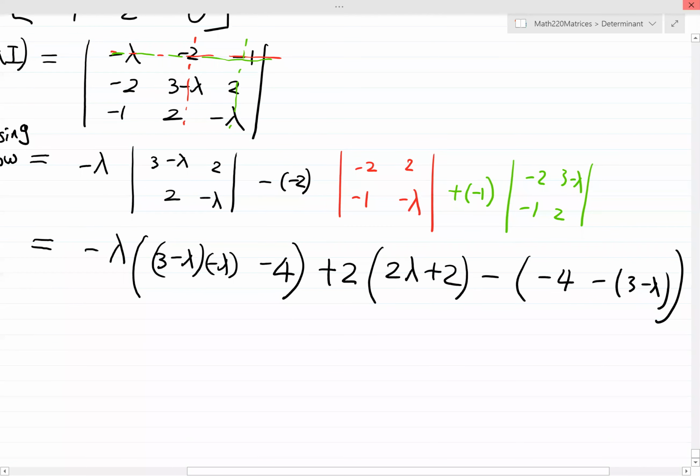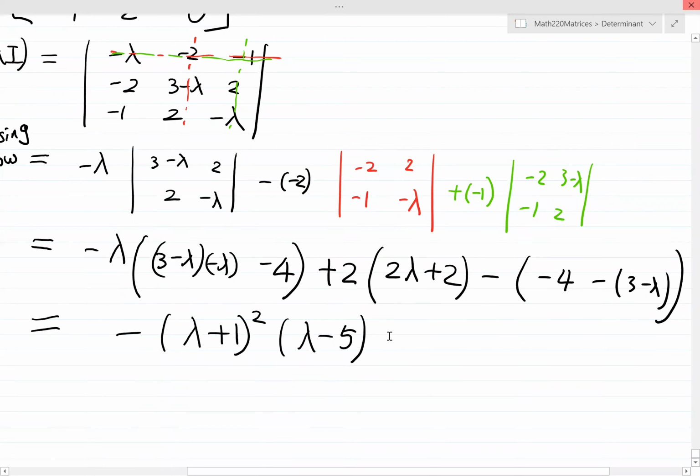Finally, expand this. Now it's better to use Seed. Expand this and then factor it. Somehow I'm cheating, using a package. So you actually get negative lambda times (lambda plus 1) squared times (lambda minus 5). Let's do the dirty algebra work.